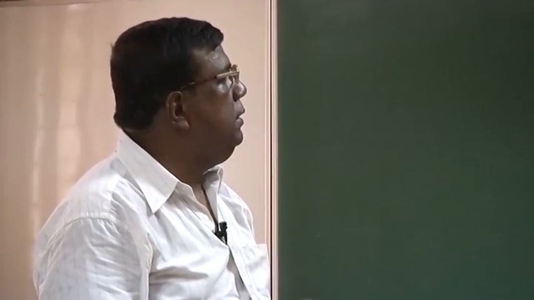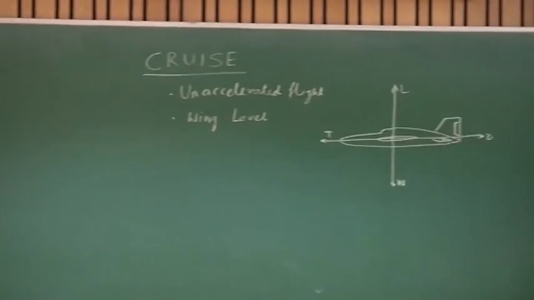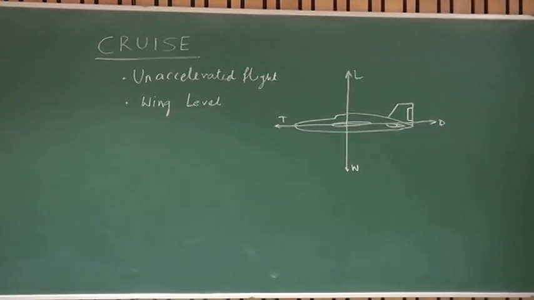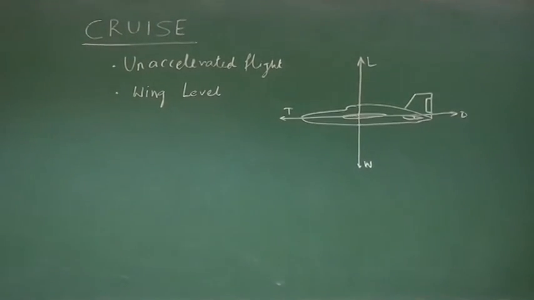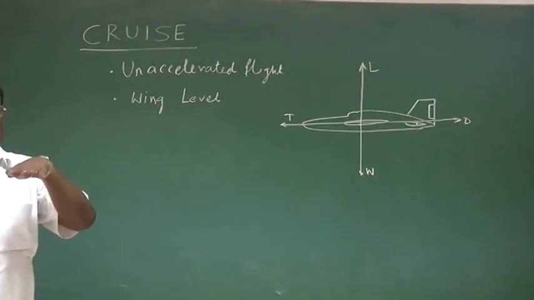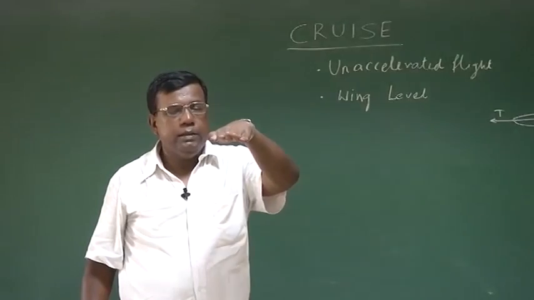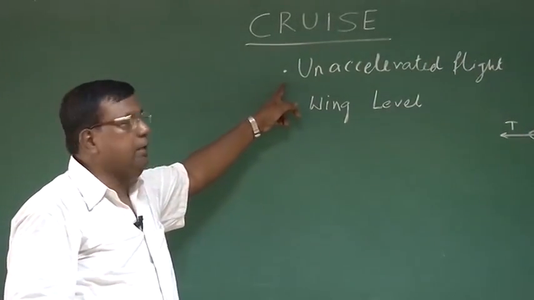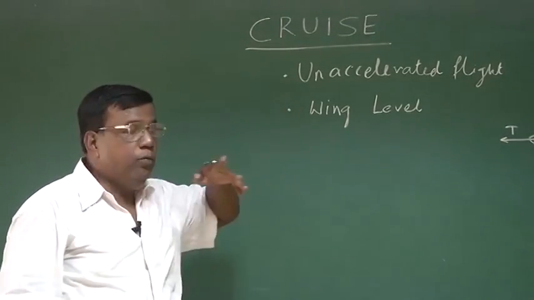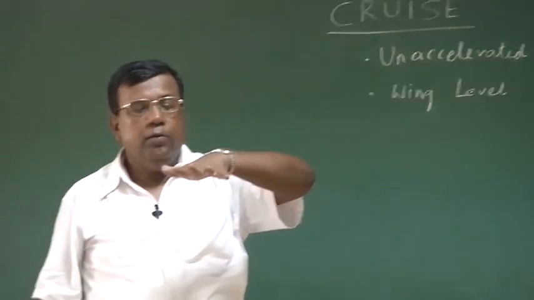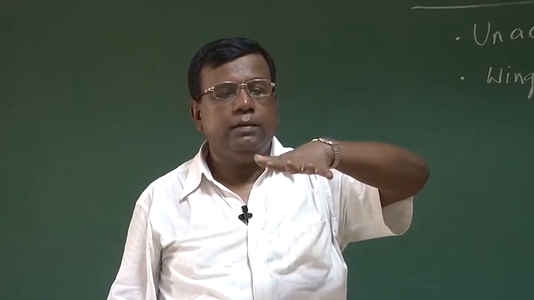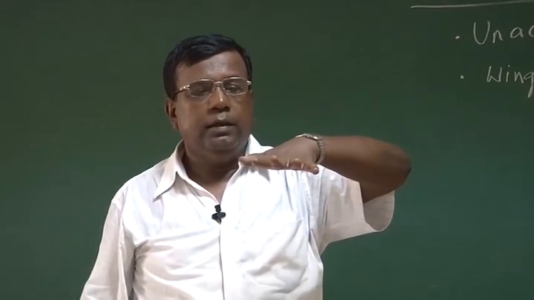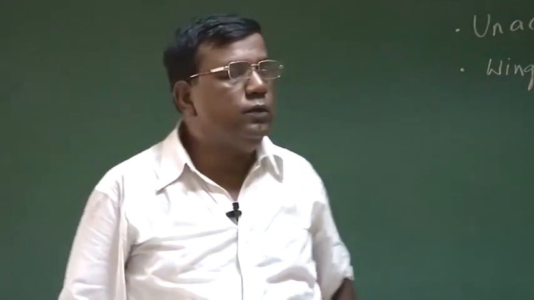Dear friends, today we will be discussing one of the important flight phases of an airplane, the cruise. When I say cruise, the airplane will be going in a straight line like this, and it will be unaccelerated. All the forces and moments will be balanced, and the wings will be level, that is, the wings will not have any orientation like this, but be straight and level. And this is a straight flight, that is typically a cruise flight.